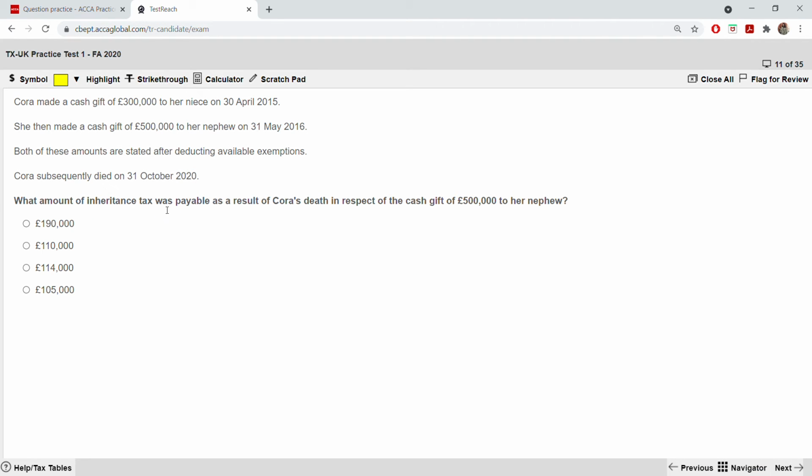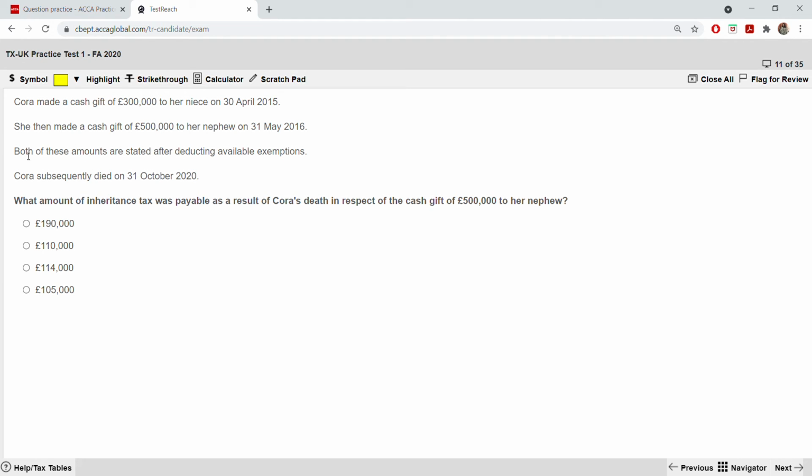So this is also an inheritance tax question. It's relating to death. So Cora made a cash gift of 300,000 to her niece. She then made a cash gift of 500,000 to her nephew. The gifts are in 2 different years. Both of these amounts are stated after deducting available exemptions.